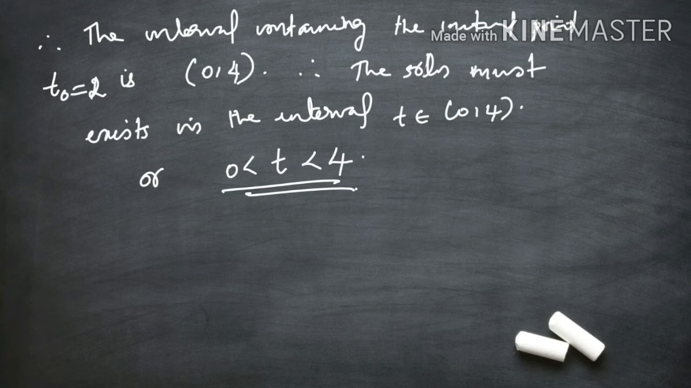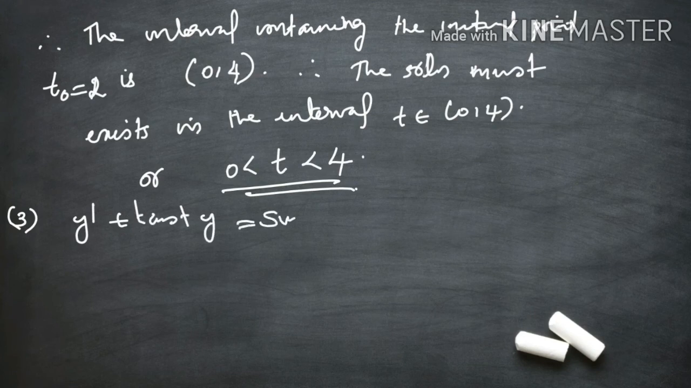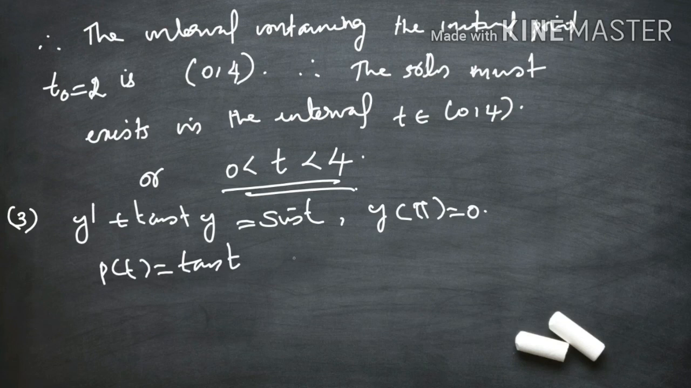Now let's check the third problem. Let's do the third problem. Equation is y dash plus tan t into y equal to sin t, where y of pi is equal to 0. And this is a first order linear equation. Here p of t we can write quickly as p of t is equal to tan t, and g of t is equal to sin t.